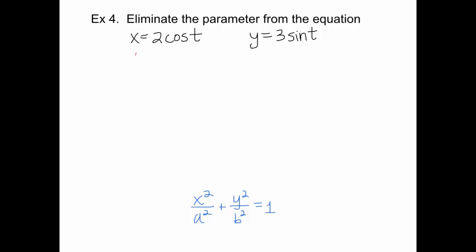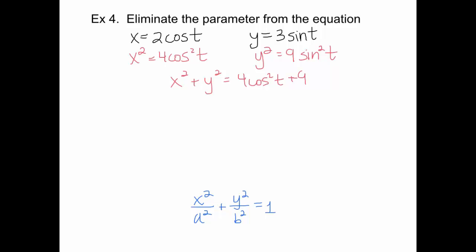Okay, so if I square both sides, we get x squared equals 4 cos squared t. Over here, I would get y squared equals 9 sine squared t. Okay, so we have our x squared and y squared, but we have to get them together, right? So we're going to have to add them together. You know what? This is where I'm kind of going to give you a little hint here. If I add them together now, don't write this down, but I want you to see what's going to happen. If I add them together now, x squared plus y squared would equal 4 cos squared t plus 9 sine squared t.